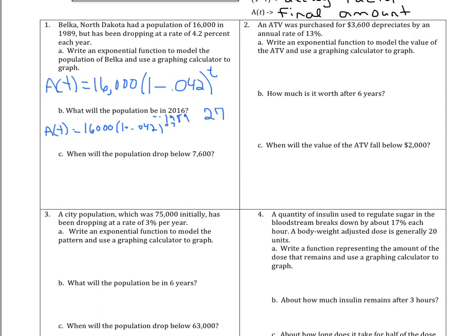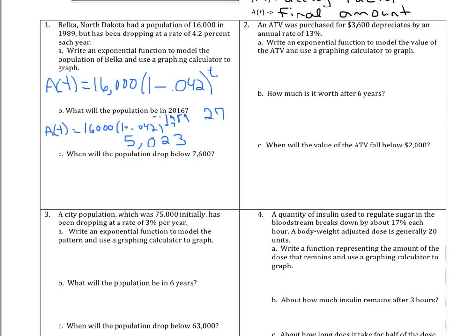And our population was 5,023 people, because we can't have decimal people, so we would just cut it off to 5,023 people. When will the population drop below 7,600? So we can go ahead and put that in the calculator and then look at where it drops below.